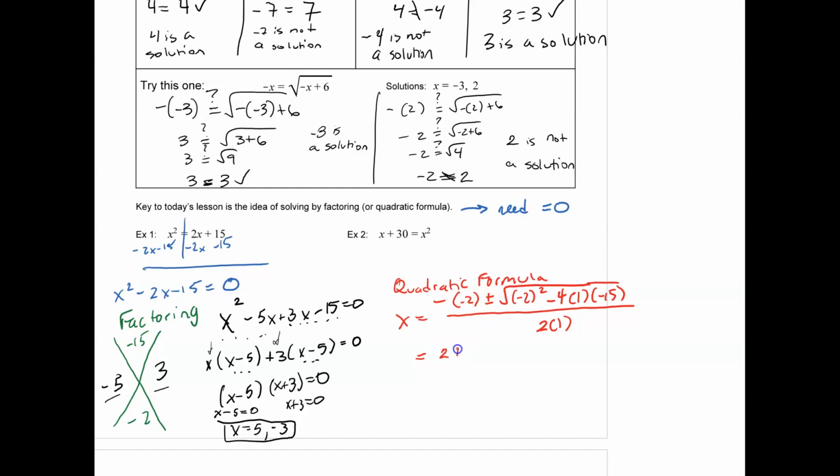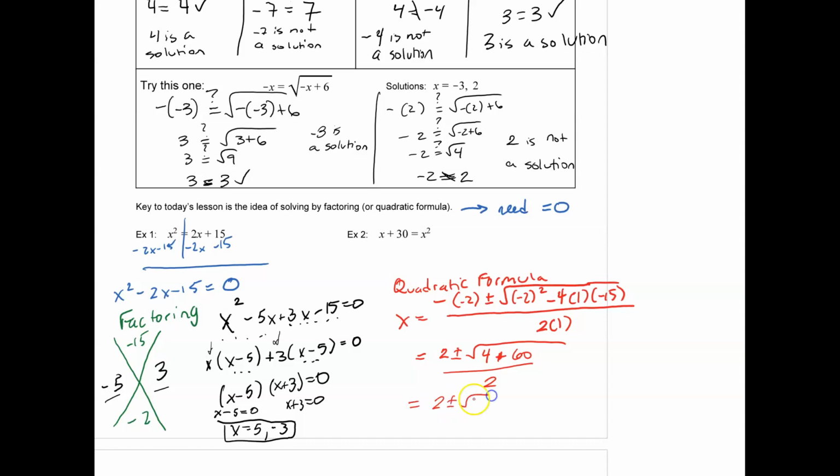Opposite of negative 2 is 2. Plus or minus the square root of negative 2 squared is 4. Here's where you got to be careful. Watch your signs. There's a minus here and a negative there. When you subtract a negative, it's the same thing as adding. 4 times 1 times 15 is 60. Over 2 times 1, which is 2.